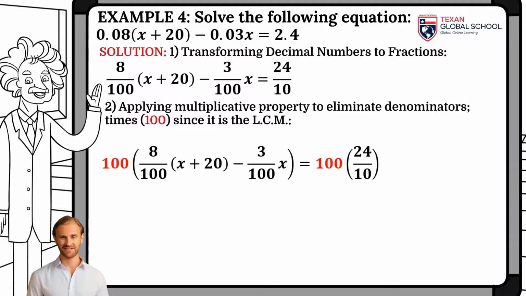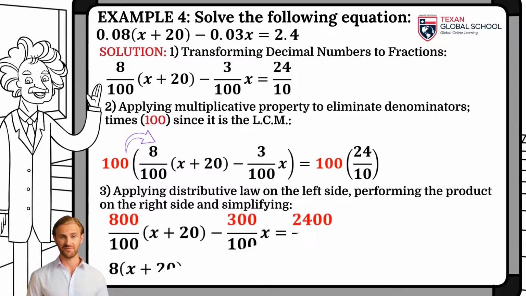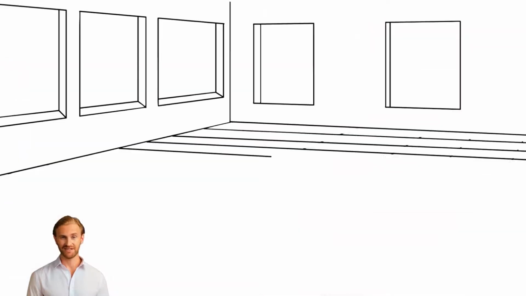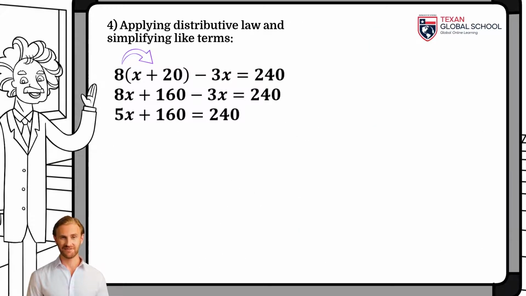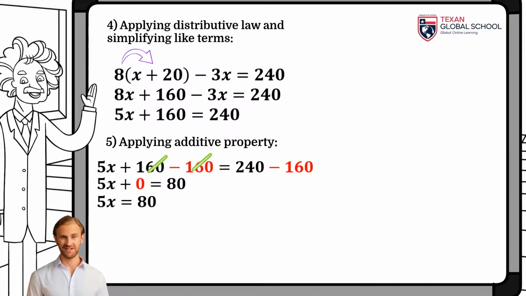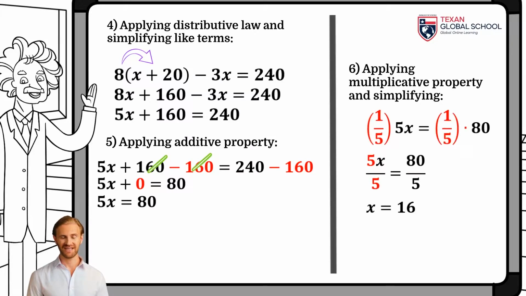Now we apply the distributive law on the left side. We perform the product of the integer by the fraction on the right side. And we simplify fractions. As we can see, we eliminate all the denominators. Once again, we use the distributive law to perform the left side's product and simplify like terms. We then eliminate the independent term 160 from the left side of the equation. Applying the additive property of equalities, subtracting 160 on both sides, we obtain 5x equal to 80.